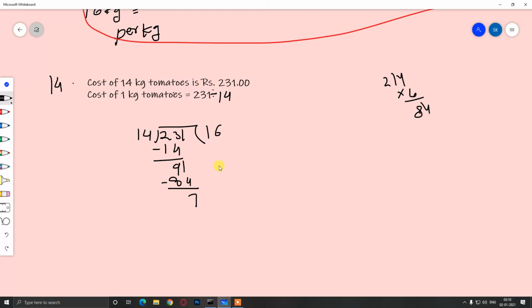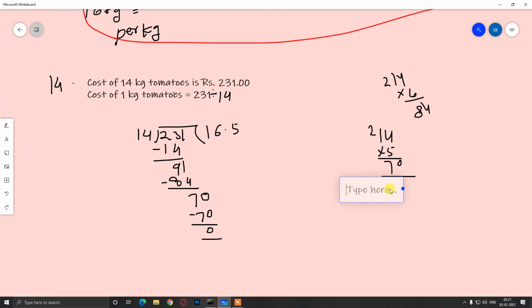Now as you can see, the remainder is not 0. So for that, as we have learned, we will put one decimal point here. When you put one decimal point here, you can take one extra 0 here. So now read the table of 14. 14 fives are 70. Now when you subtract, we will get remainder 0.